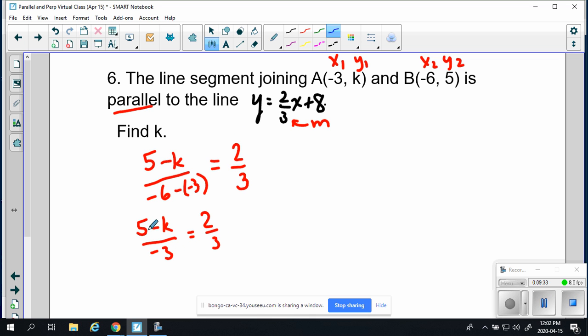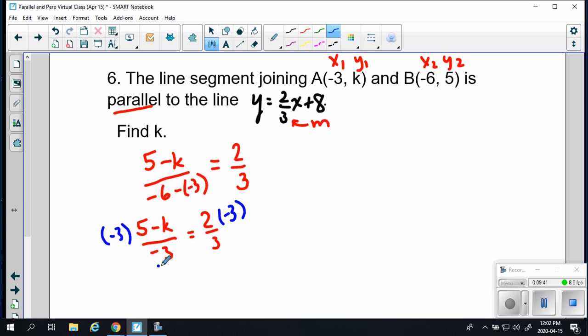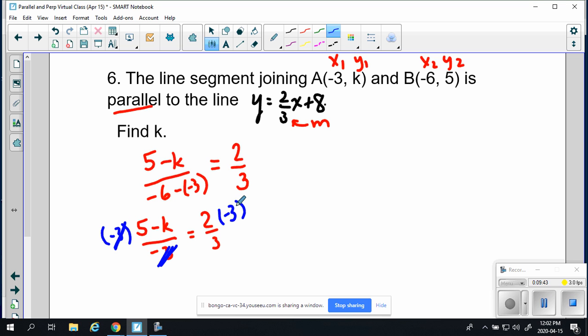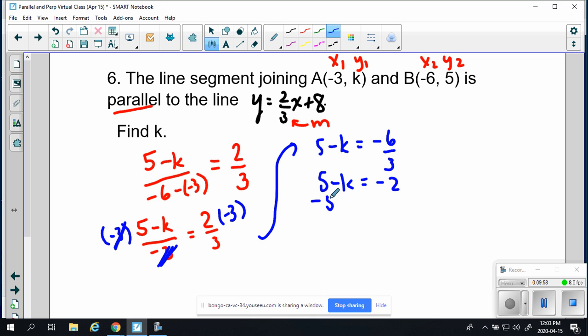I'm going to multiply both sides by negative 3 to try and get rid of that negative 3 here. Because I'm trying to kill off everything that's around k, right? So that's why I'm trying to kill off that one. So then we have 5 minus k is equal to negative 6 over 3. So 5 minus k is equal to negative 2. I'll subtract 5 from both sides. Negative k is equal to negative 7, and k is equal to 7.